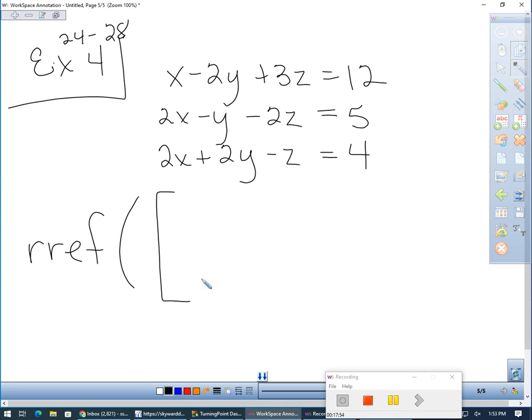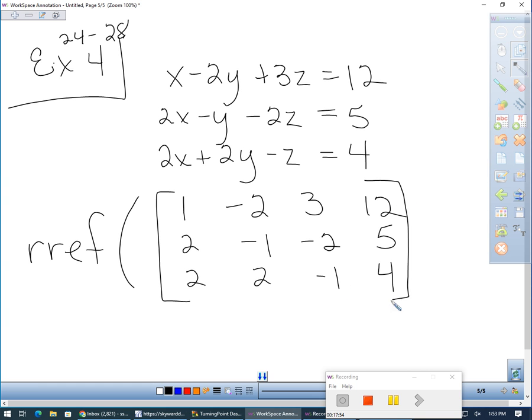Then your matrix is going to be your coefficient matrix. 1, negative 2, 3, 12. 2, negative 1, negative 2, 5. Then 2, 2, negative 1, 4. So this is a 3 by 4, right? 3 rows by 4 columns. All right, so I want everybody to try it.